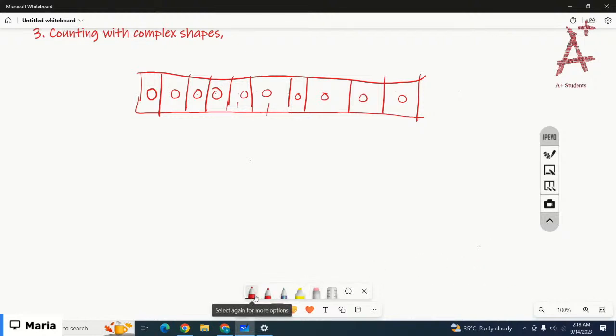Okay, we have a frame of 10 blocks and some more dots. 1, 2, 3, 4, 5, 6, 7. So you have to count them, right? This is the frame of 10, 10 dots. 11, 12, 13, 14, 15, 16, 17.